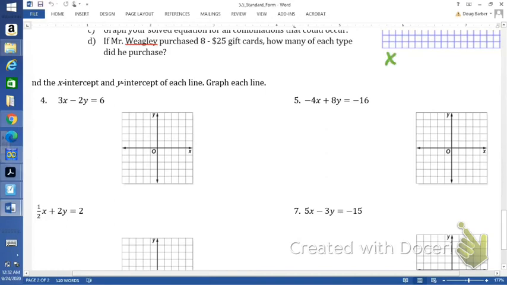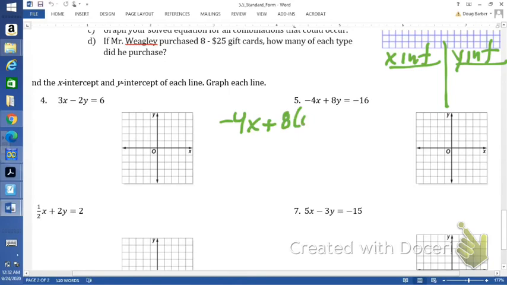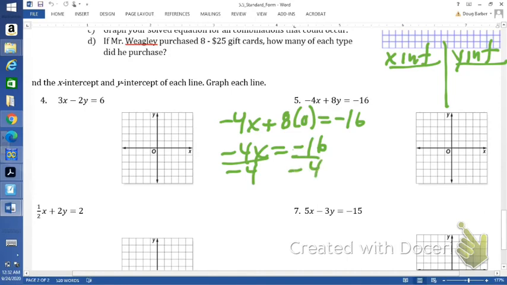Alright, so we're going to find the x-intercept and the y-intercept. To find the x-intercept, substitute in 0 for y and then solve. So negative 4x plus 8 times 0 equals negative 16. So you have negative 4x equals negative 16. Divide by negative 4, x equals a positive 4. So the x-intercept is going to be the ordered pair 4, 0.